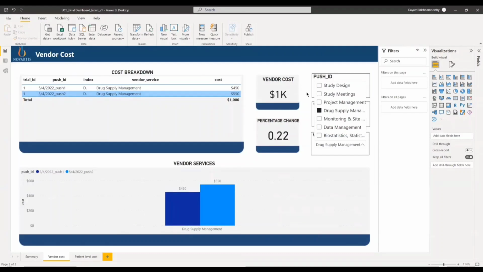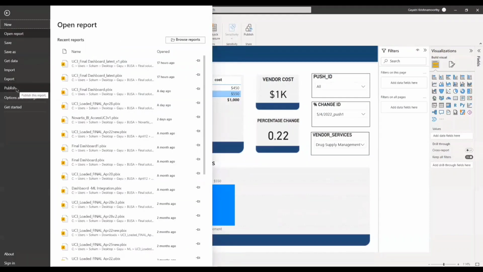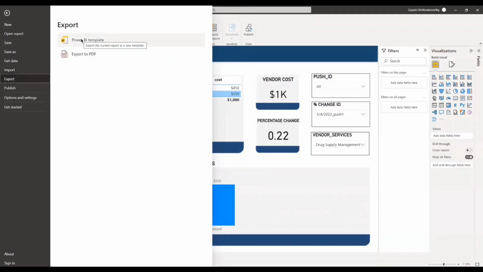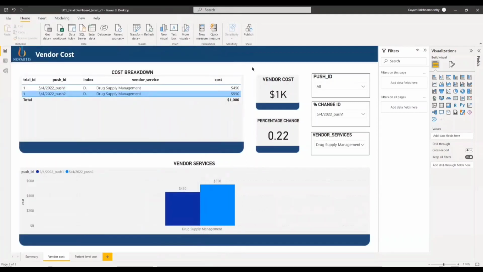In this way, the managers are able to look at various parameters and decide which vendor to opt for to conduct the trial. Further, they can share the report with the team by either publishing it in their workspace or exporting the report in the form of a Power BI template or a PDF. So this makes sure that there's sharing of information and all the members have total visibility into the progress of the trial. Thus, we've come to the end of the user journey. Thank you for watching.